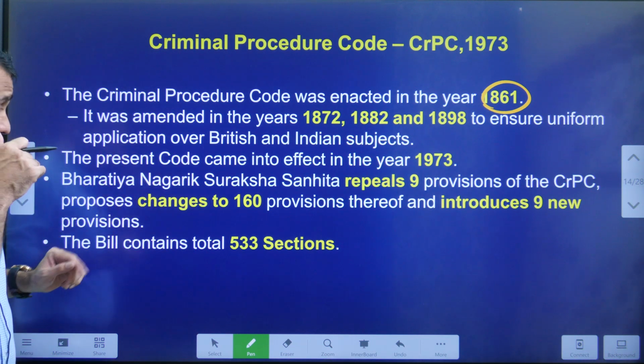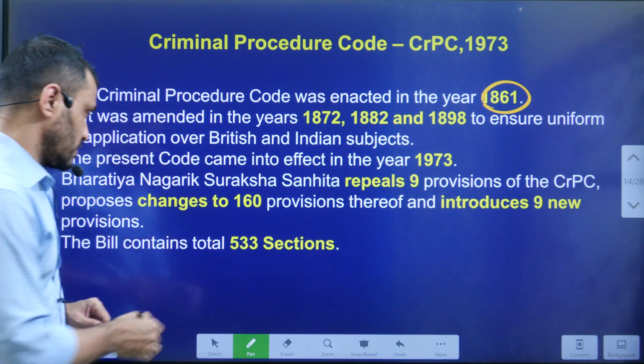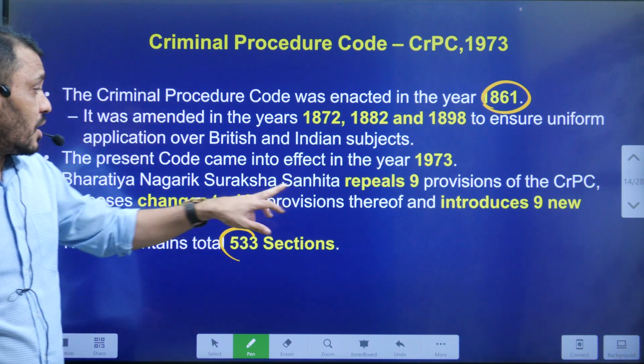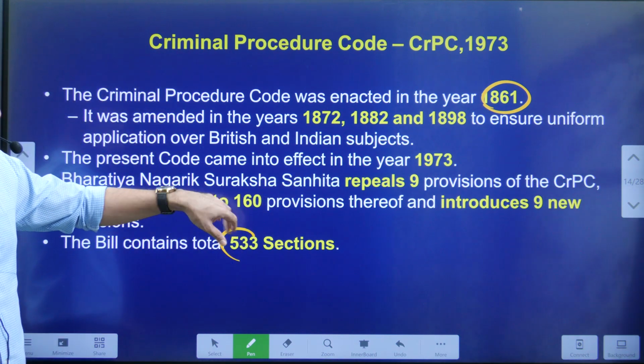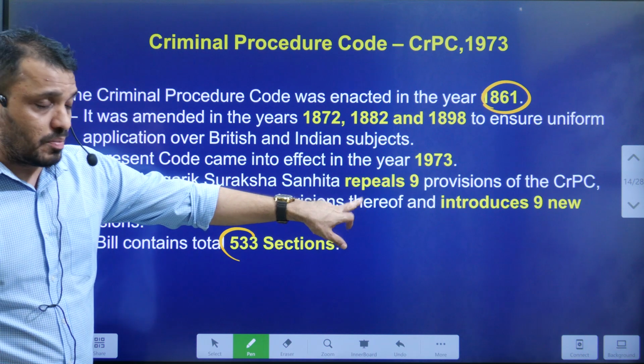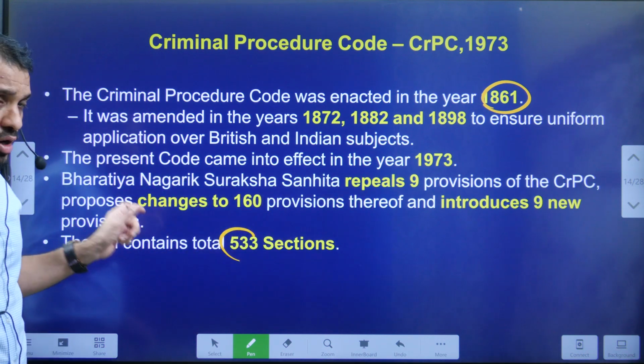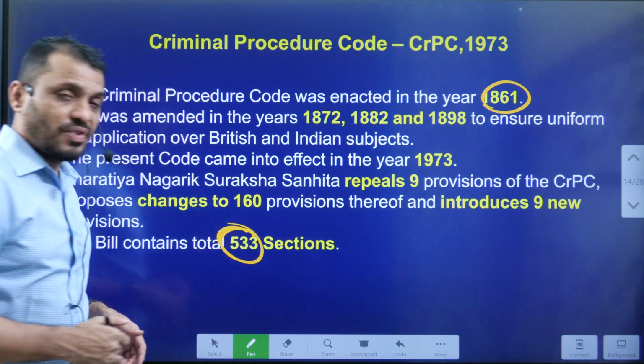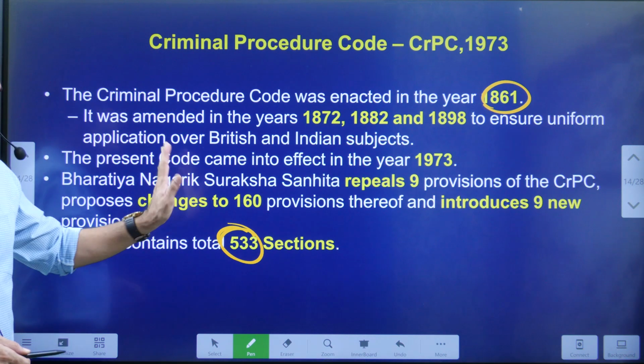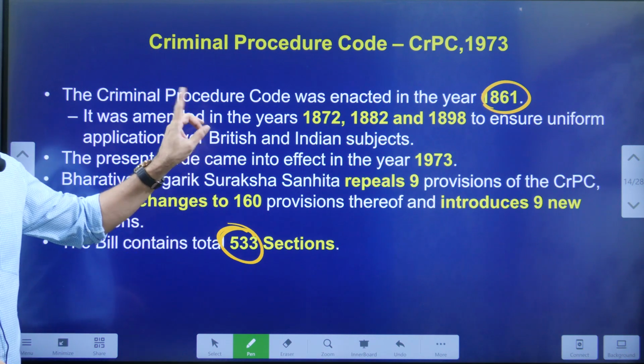Now, this CrPC had around 160 sections changed, 9 repealed, and 9 added, and the new one is going to have 533 sections. The comparison of the old one and the new one I already explained in the beginning of this video.